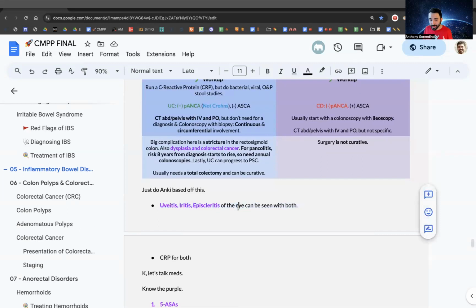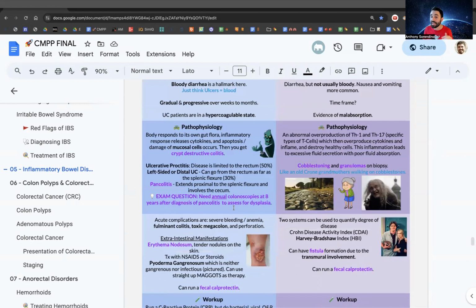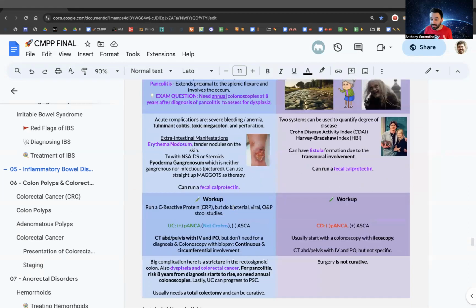Now, we kind of glossed over these in class, but this is actually pretty big. So eye issues, so uveitis, iritis, and episcleritis are indicative of or associated with inflammatory bowel disease in general. I don't believe it's a specific side here.